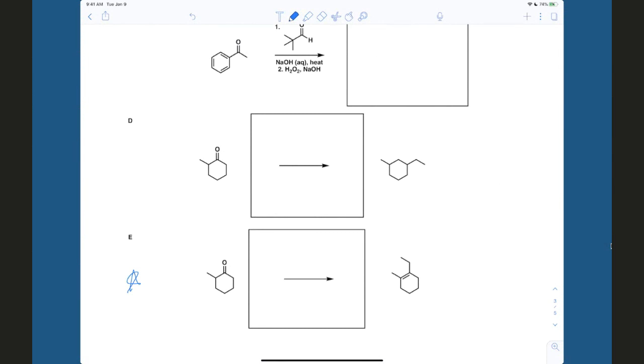I will note that these actually do probably require two or three steps. That is something that you could certainly consider for E, yes.